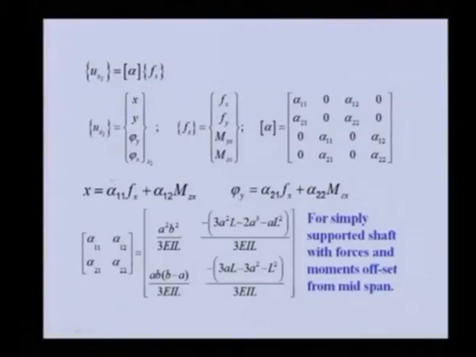Now, for example, the x displacement can be given as alpha 11 times fx plus alpha 12 times m_yz, because linear displacement is obtained not only from the force, but also due to the moment. This x displacement is obtained not only due to the force, but also due to the moment. And similarly, the angular displacement is obtained not only with the force, but also due to the moment.